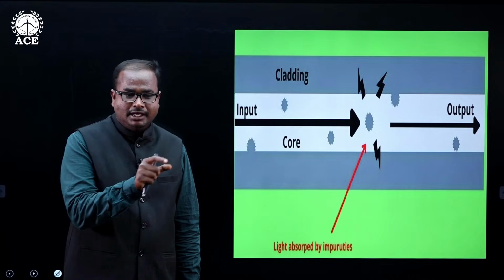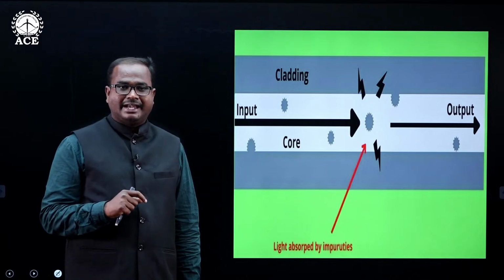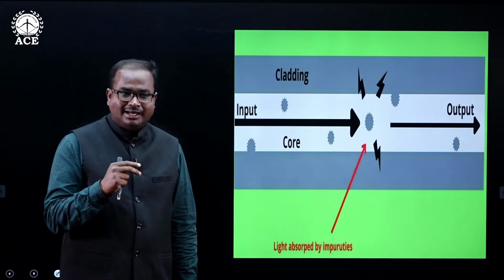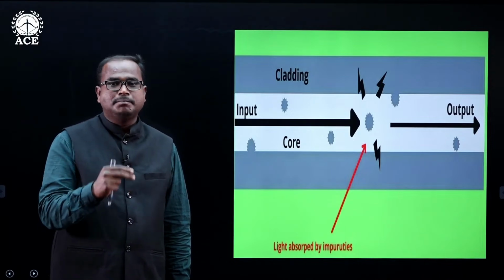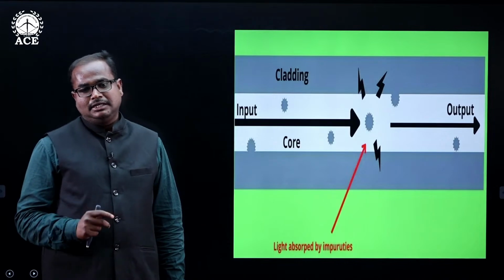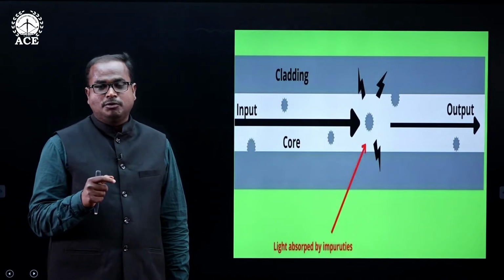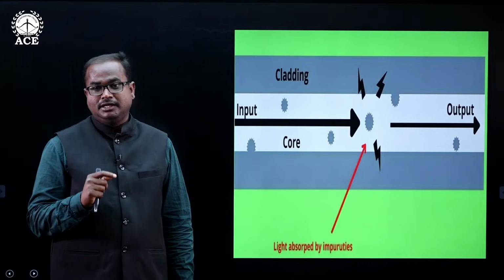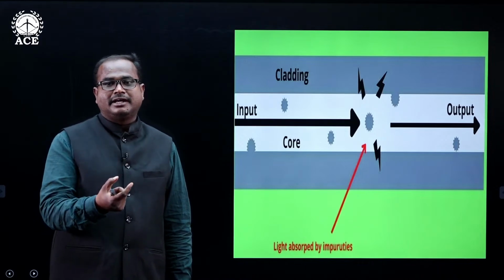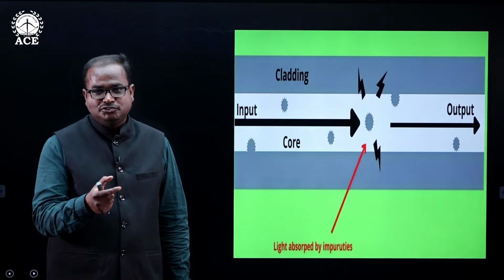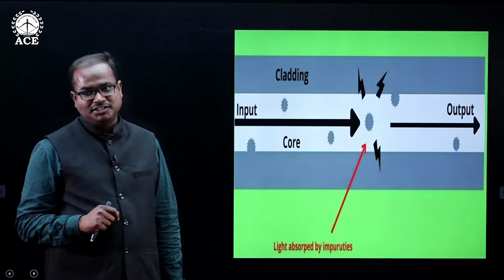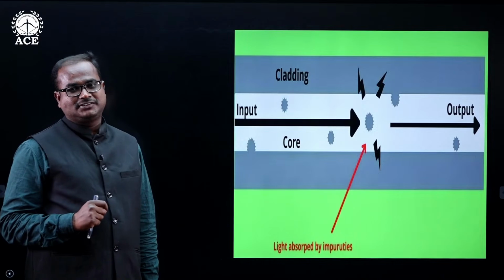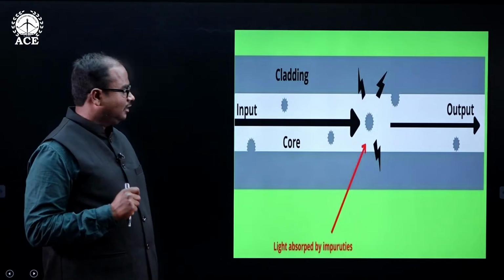During the fabrication of the glass material, some impurities are added to the glass material in order to improve its properties. So those impurities present in the core medium, because the core is made up of glass material, the glass material also may consist of some impurities. Those impurities may absorb the energy. That also leads to energy loss. Such types of losses are known as absorption losses.